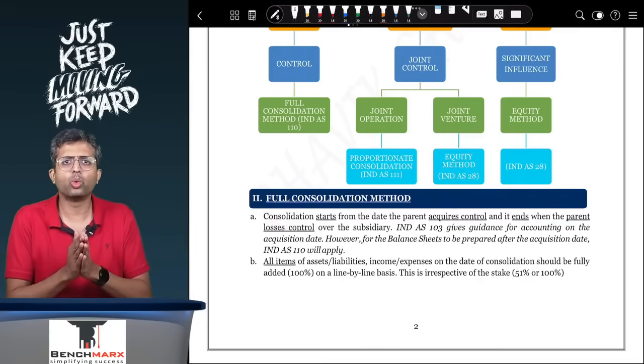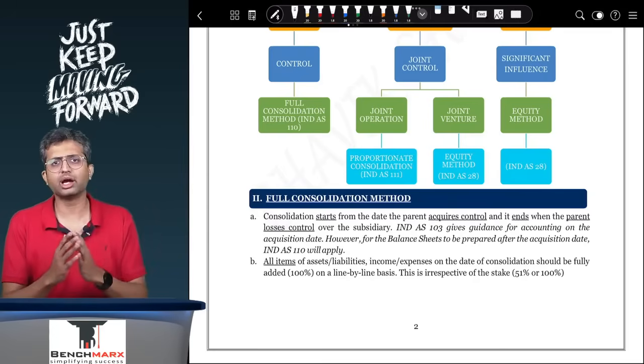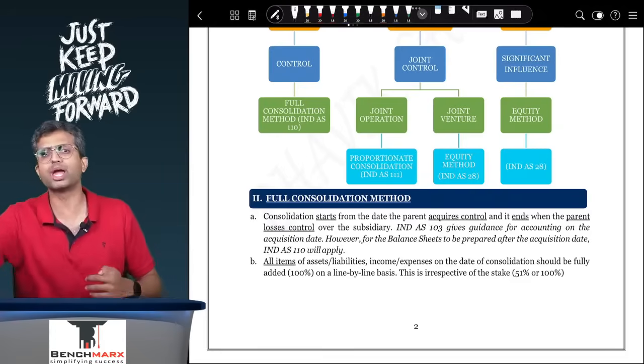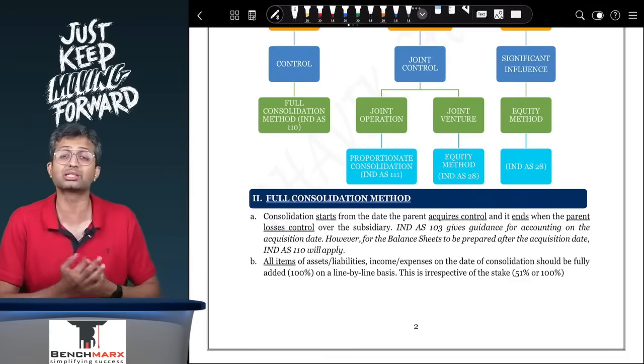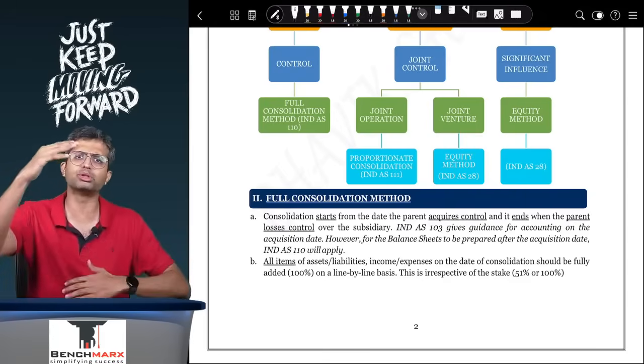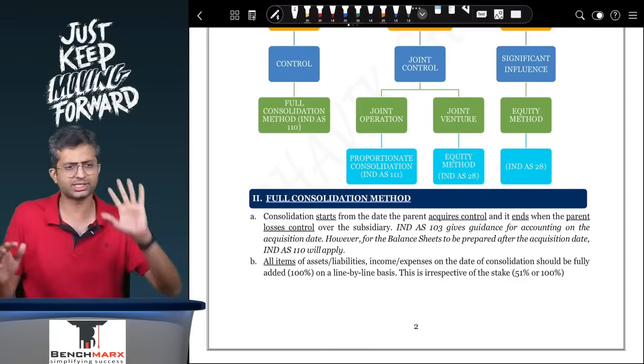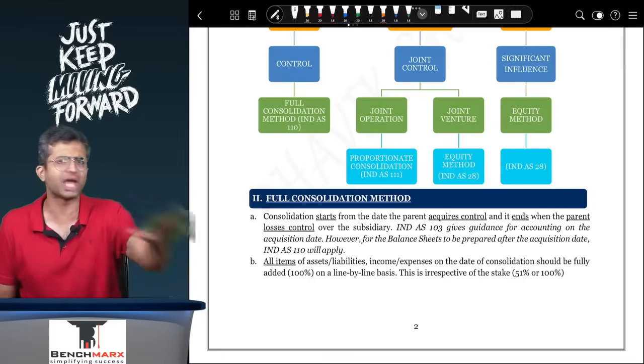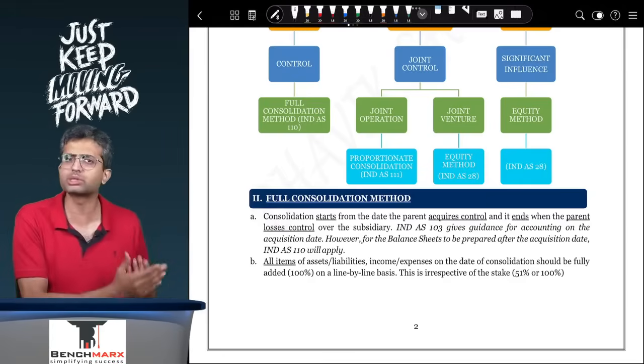Now, NCI will continue to appear. The question is, where will it appear? Well, it will usually appear as a part of equity because they are also owners. Under AS, used to show it between shareholders' funds and liabilities. Ind AS says no, this meets the definition of equity. They are having residual interest and hence they are also equity.